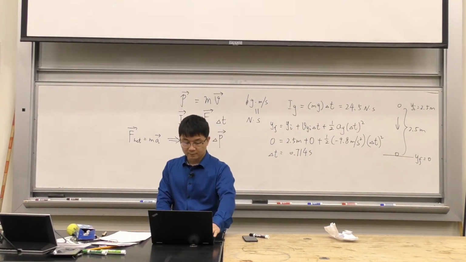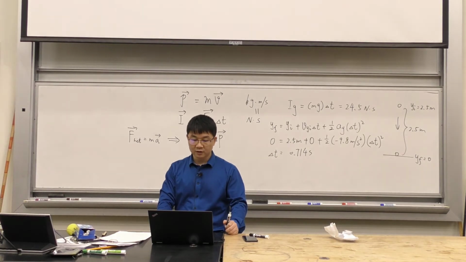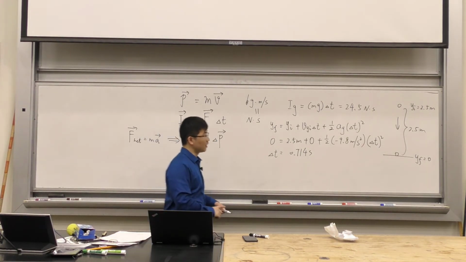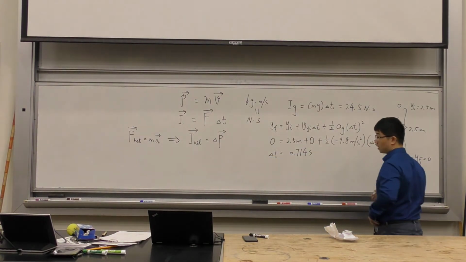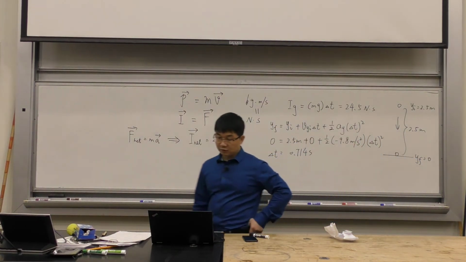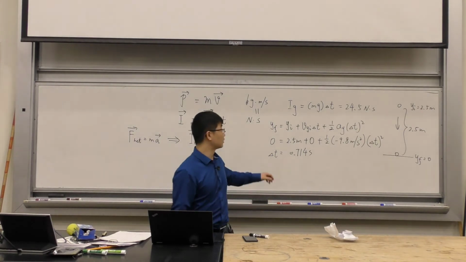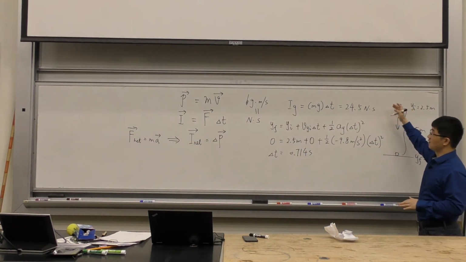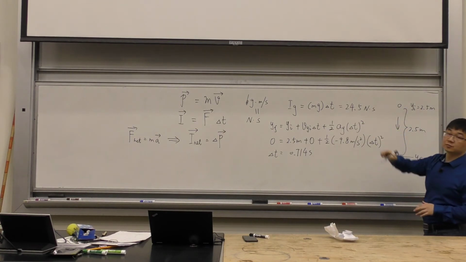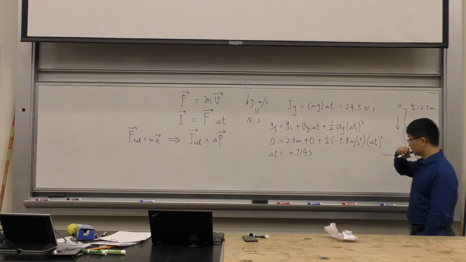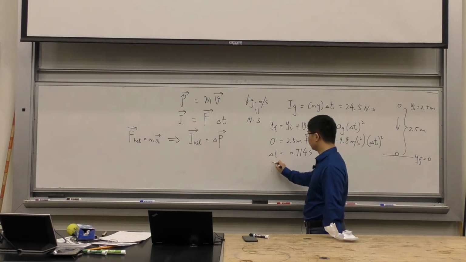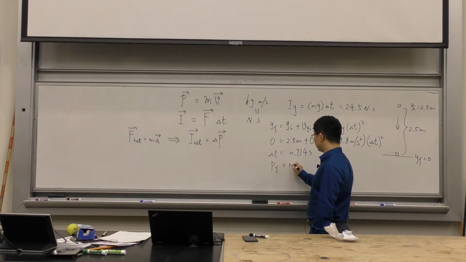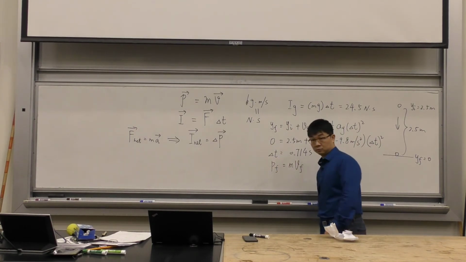Now let's calculate the change in momentum. In order to calculate the change in momentum, I just need to calculate the final momentum when it reaches the ground. What is the initial momentum of this stone when it's dropped from rest? That's going to be 0, because the initial speed is 0. I don't even need to calculate that. So let's calculate this p final. It's going to be m times v final.